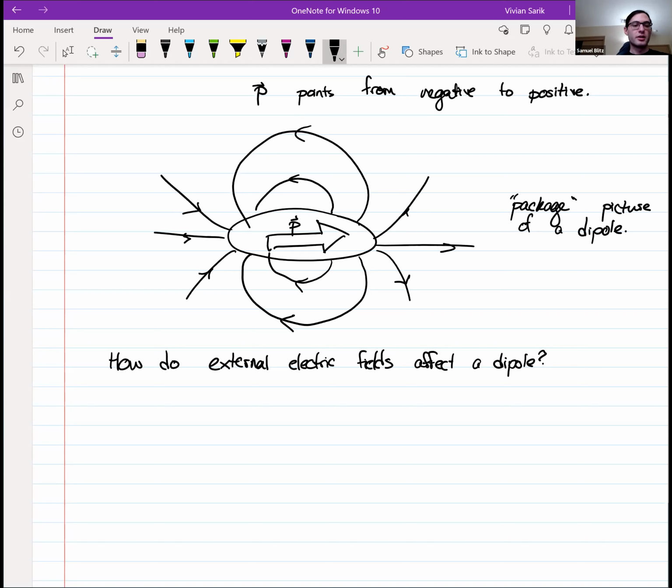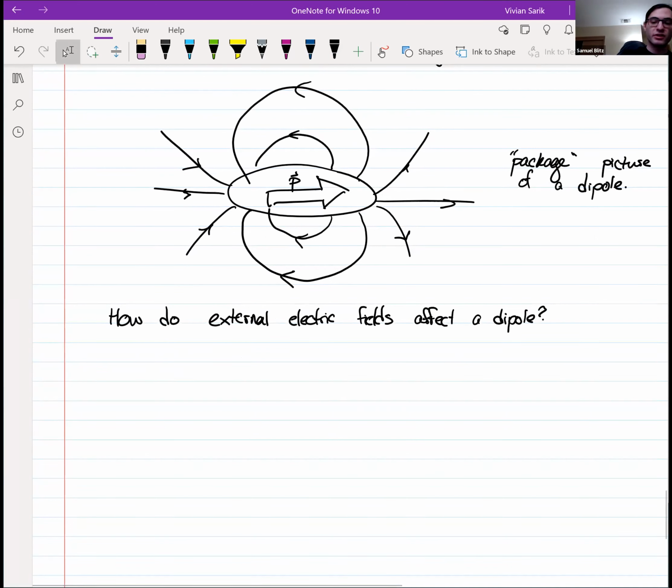We already know how external electric fields affect monopoles, right? A monopole is just a regular charge. And we know how an electric field outside of it, coming from somewhere else, affects that charge. It applies a force, right? So we should figure out how an external electric field affects a dipole. It does affect the dipole as a whole. We want to figure out how the electric field affects a dipole.